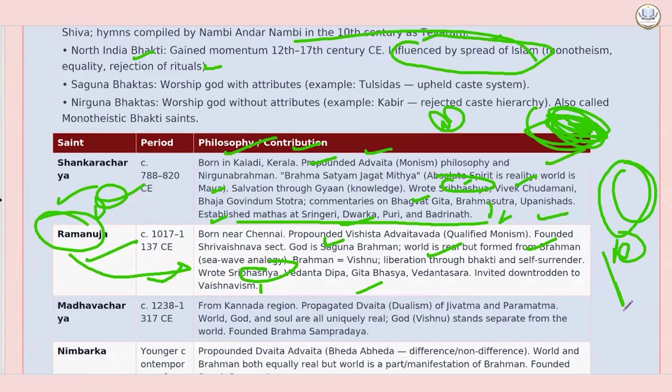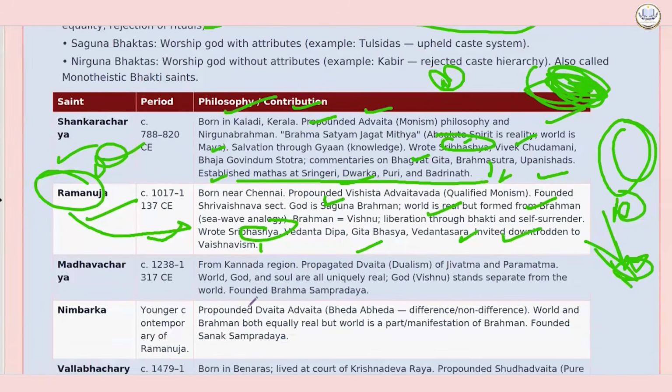Madhvacharya propagated Dvaita, that is dualism, the complete difference between the Purusha and Brahma. Jivatma and Paramatma are different. World, God and soul are all uniquely real. God, Vishnu, stands separate from the world. He founded the Brahma Sampradaya.